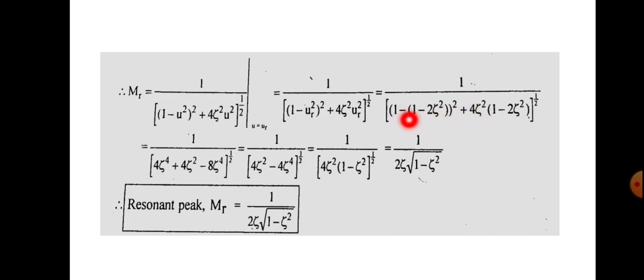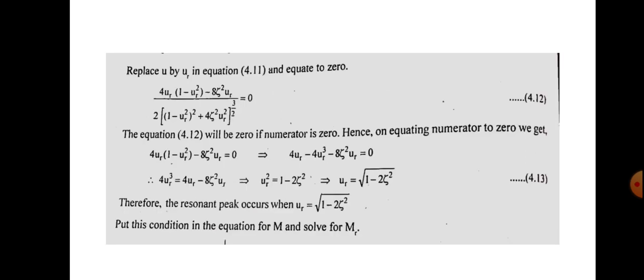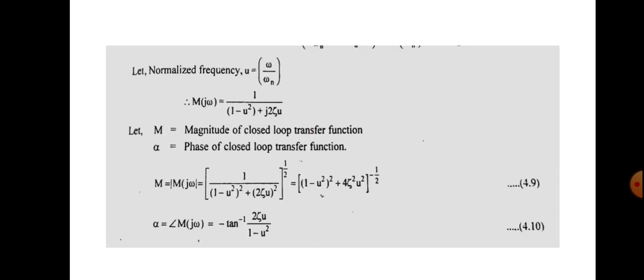And here we can expand the terms and cancel the similar terms. So we will finally get an equation like 1 divided by 4 epsilon square minus 4 epsilon raised to 4. In this case 4 epsilon square can be taken outside. Finally we get the value of Mr as 1 divided by 2 epsilon into square root of 1 minus epsilon square. So this is the equation for the resonant peak Mr. So resonant peak Mr is equal to 1 divided by 2 epsilon into square root of 1 minus epsilon square.